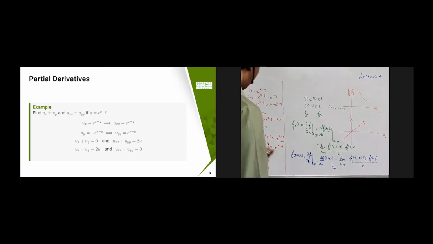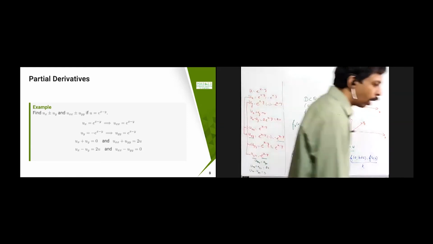This is almost similar to what we have in the wave equation, where we have utt equal to c square uxx. So something similar to that. So you can expect that some of the solutions are going to be similar. Okay, so these are the things.